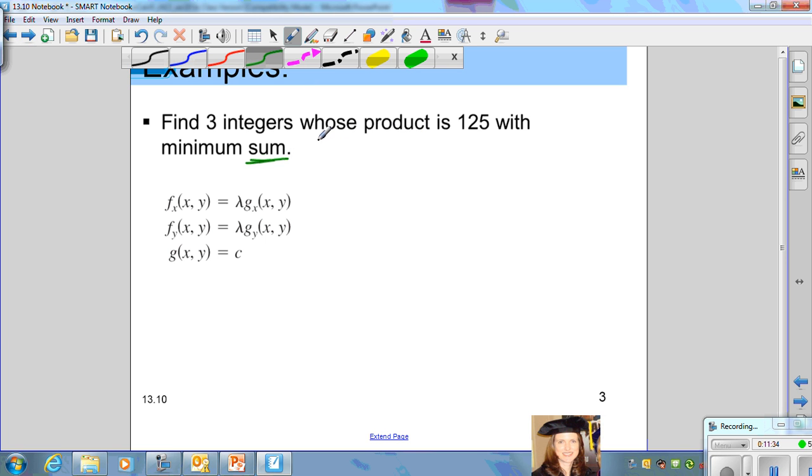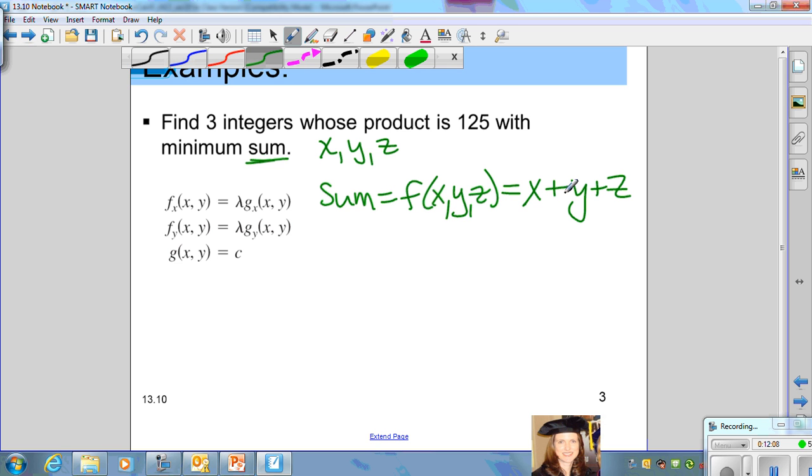Well, 3 numbers, we can let x, y, and z be those 3 numbers. Then you can say that the sum is what you're trying to maximize. The sum is going to be our f of x, y, z. Okay. We have this formula here for the Lagrange multipliers for a function of 2 variables, but we can certainly extend that to a function of 3 variables. So the sum of those 3 integers is going to be x plus y plus z. So that's our objective equation. That's what we're trying to minimize.